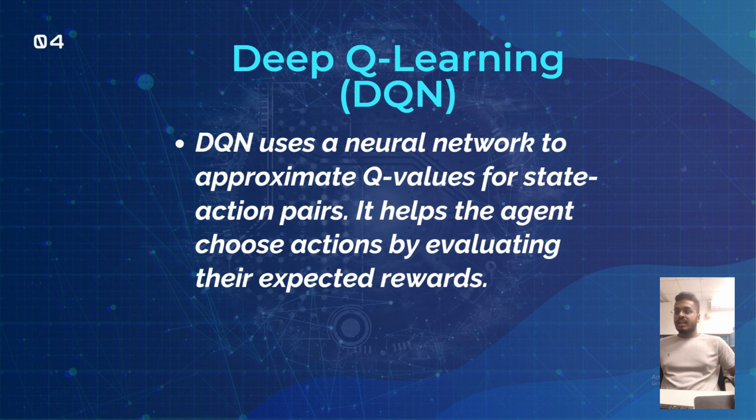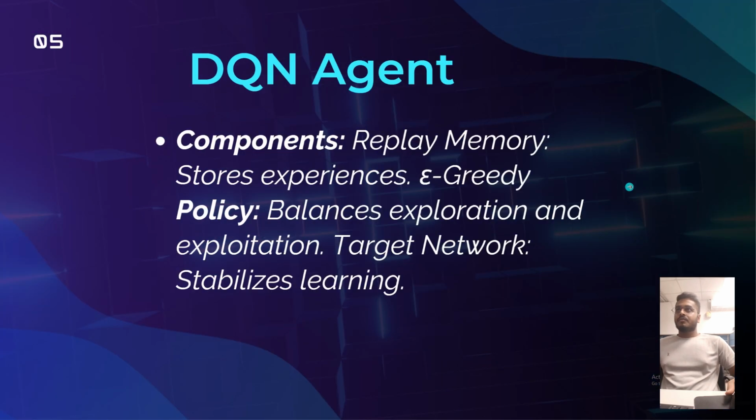In reinforcement learning, the agent's goal is to learn a policy, a strategy that maximizes long-term reward through trial and error. And then the DQN agent. The components: replay memory stores experience, the epsilon-greedy policy balances exploration and exploitation, and the target network stabilizes learning.